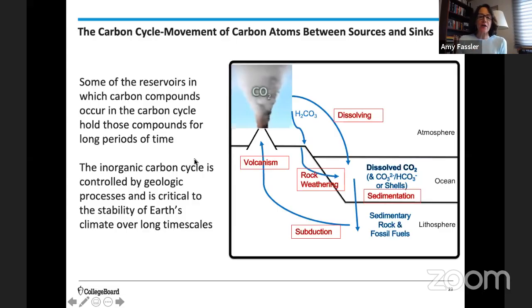So let's see what's going on here. This is our geologic carbon cycle. I'm representing just very simply the atmosphere, the ocean, and the lithosphere, the rocks, the solid part of our planet. And I start with getting that carbon dioxide into the atmosphere to begin with.